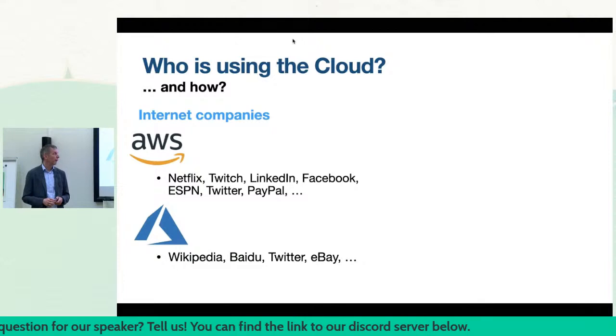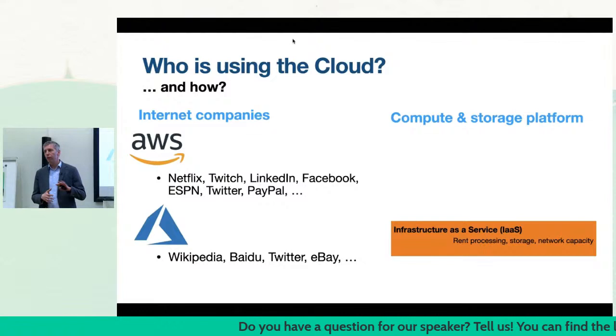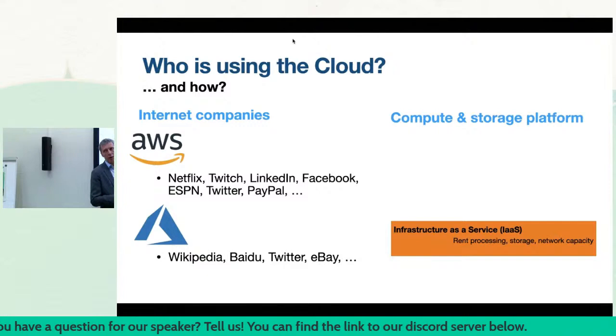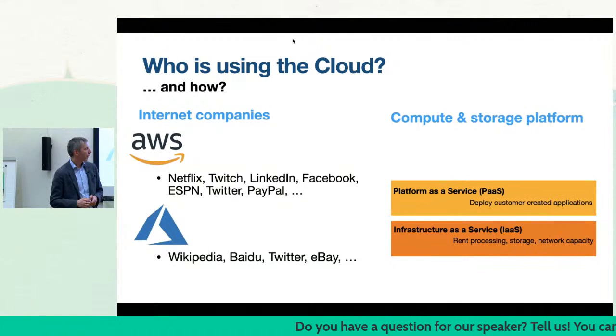This is one of the main customers here, but there are a lot of other things you can do. It can be used as a rented compute and storage platform. Usually we talk about three levels of services. First is infrastructure as a service: you can just rent an empty machine, put any operating system you want on it, and work with it. The next level is platform as a service, where you can deploy your own developed applications.